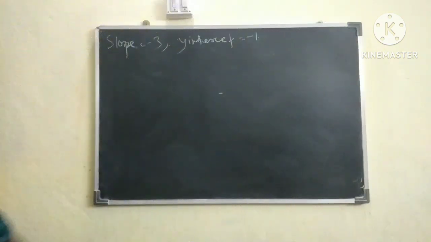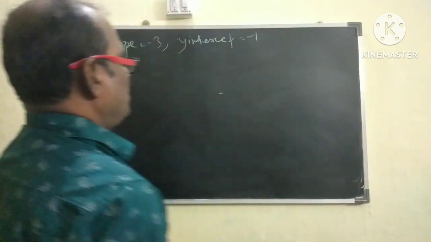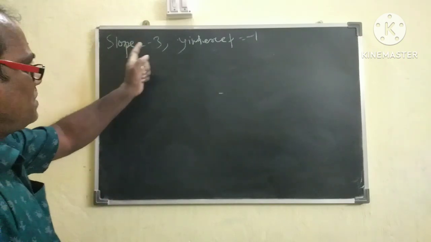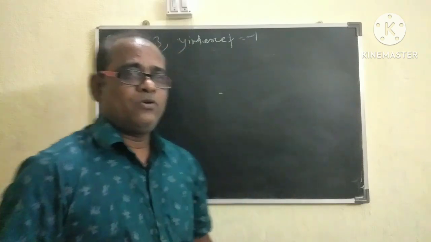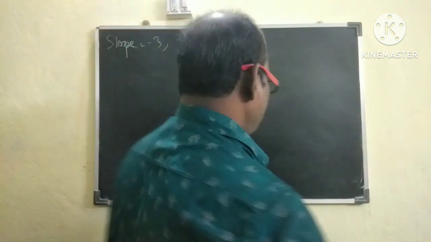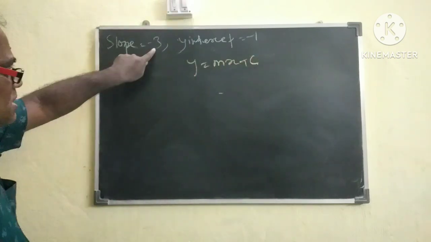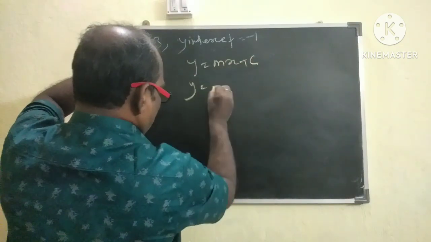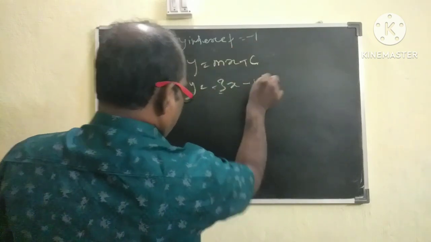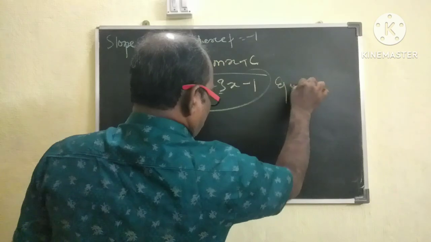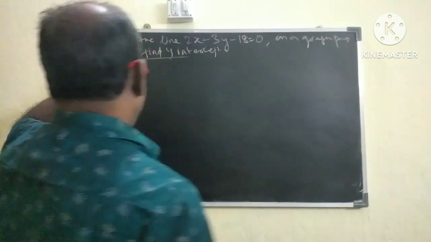You have been asked to make an equation of a straight line where slope is given -3, y-intercept given is -1. Recall, my dear, we know that the slope-intercept form of an equation is y is equal to mx plus c. Here m is -3, so write down y is equal to -3x, and c is given here -1. So this is the required equation. So it's a very good question given of your standard.